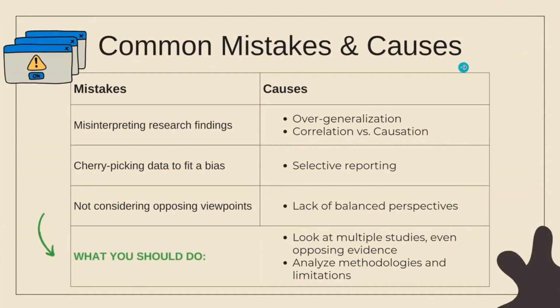There are several common mistakes people make when interpreting results. These include overgeneralization, confusing correlation with causation, cherry-picking data, and ignoring opposing viewpoints. To avoid these mistakes, we should look at multiple studies, consider limitations, and analyze opposing evidence. Doing this helps us develop a more balanced and accurate understanding of the research.